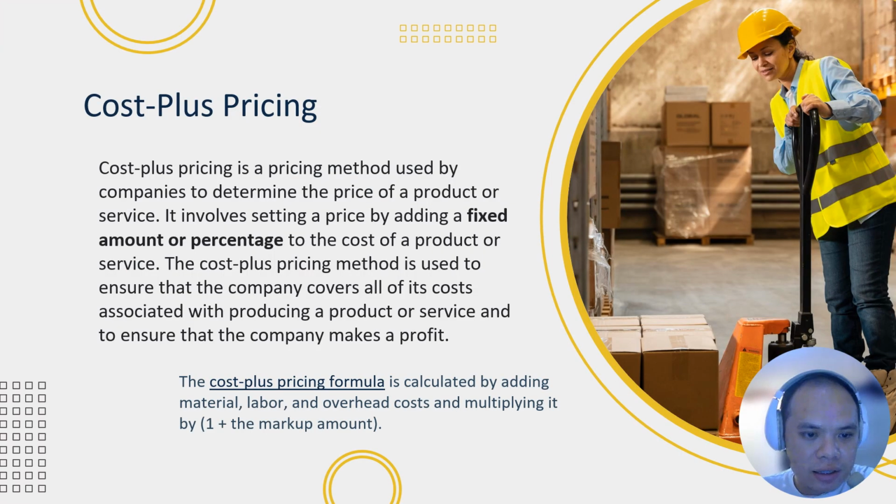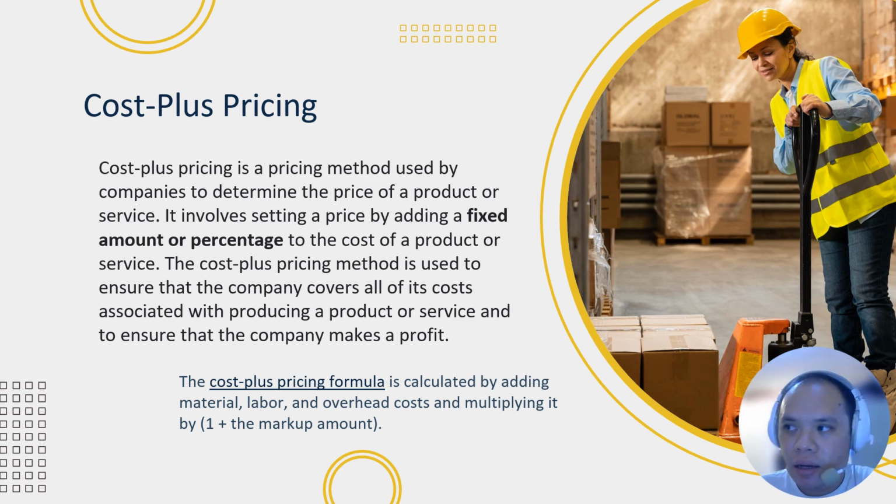Okay, next is cost plus pricing. Adding a markup, or a fixed rate of markup, is called cost plus pricing. Cost plus pricing is a pricing method used by companies to determine the price of a product or service. It involves setting a price by adding a fixed amount or percentage.